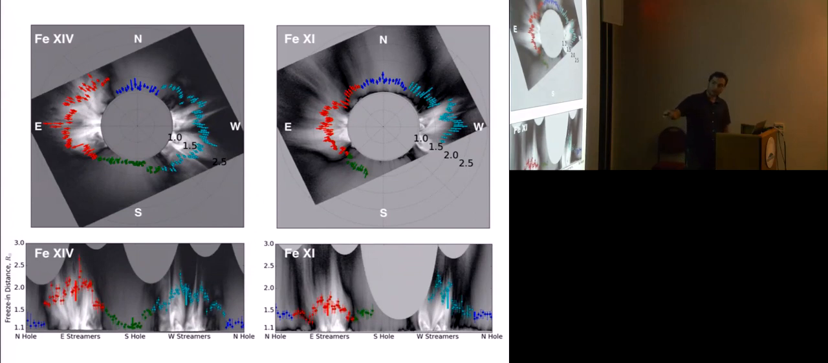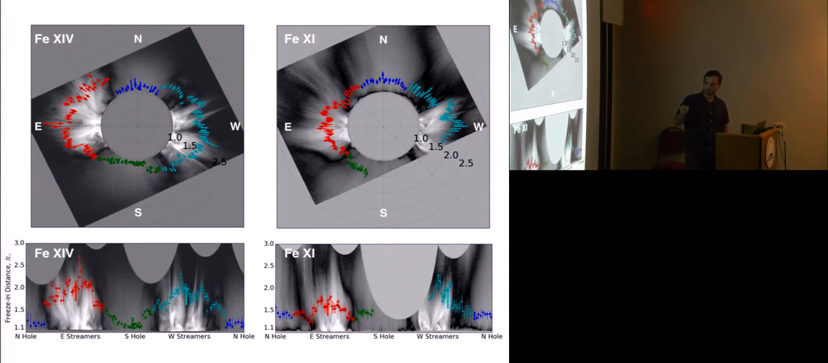And in fact, the hot ion, the iron 14, has a nice almost sinusoidal behavior to its freeze-in as a function of latitude. Now the peculiar thing though is in the cooler ion, the iron 11, the eastern streamer area is slightly larger, has a slightly larger freeze-in distance than the polar poles, but it's not super significant. Whereas the western region, in fact, does have a slight enhancement.